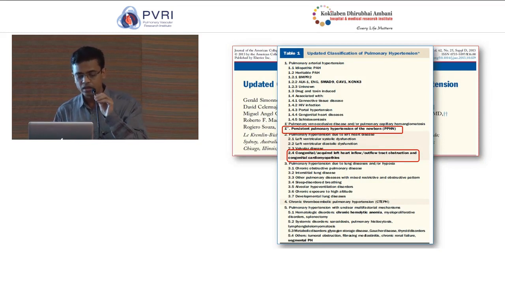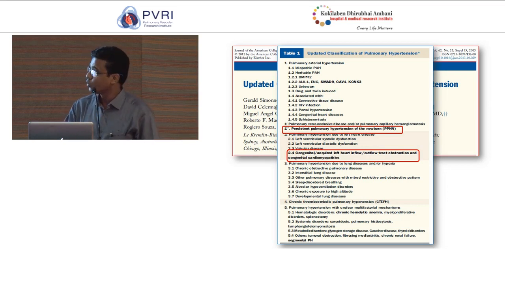This is the published data on the updated clinical classification of PH, where I think two or three updates have happened. One is that they added PPHN in the newborn, and another group they added is congenital or acquired left heart inflow and outflow tract obstruction, as well as cardiomyopathy. Apart from that, there are a few other additions. I am not going into the detail.